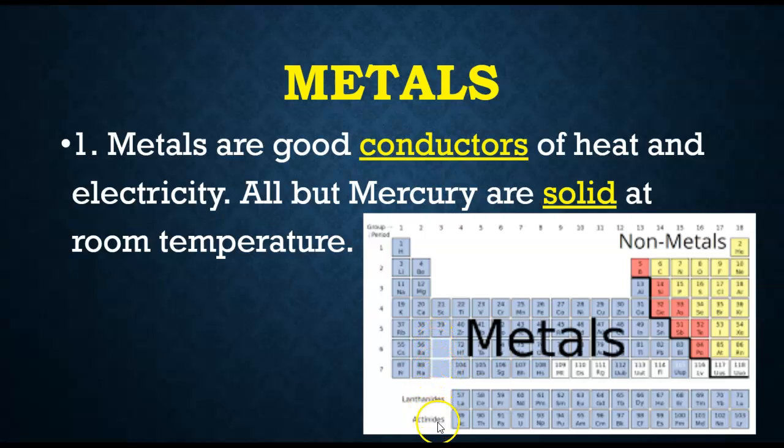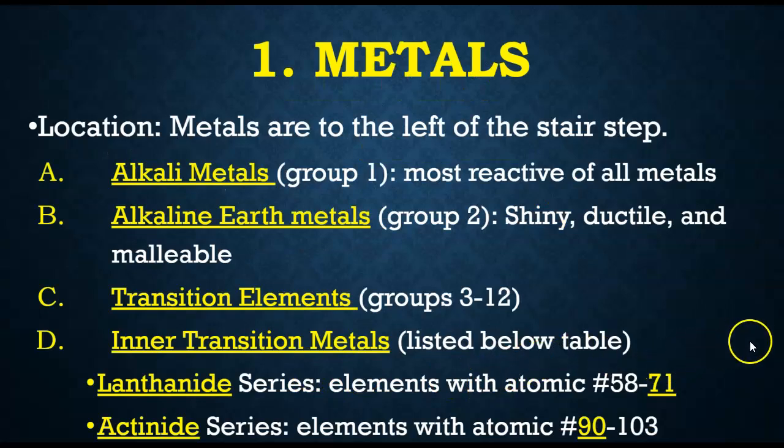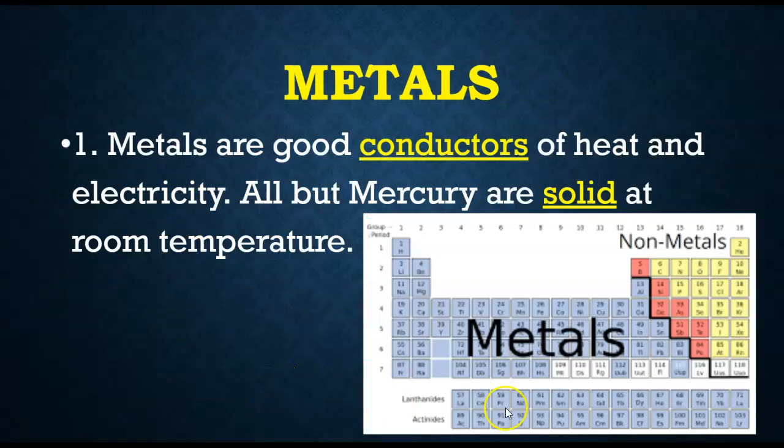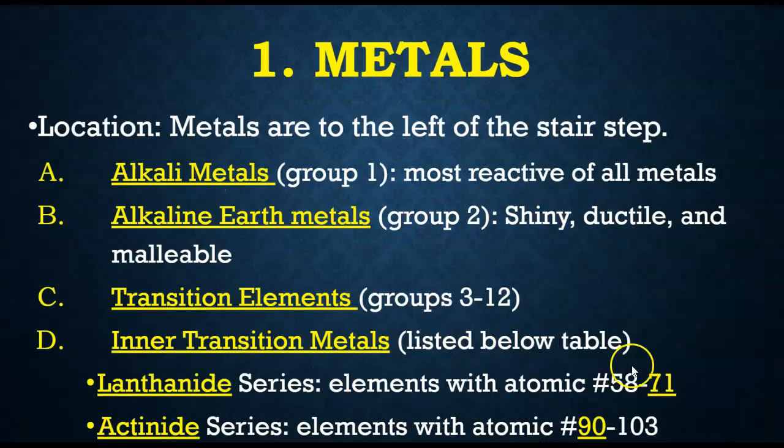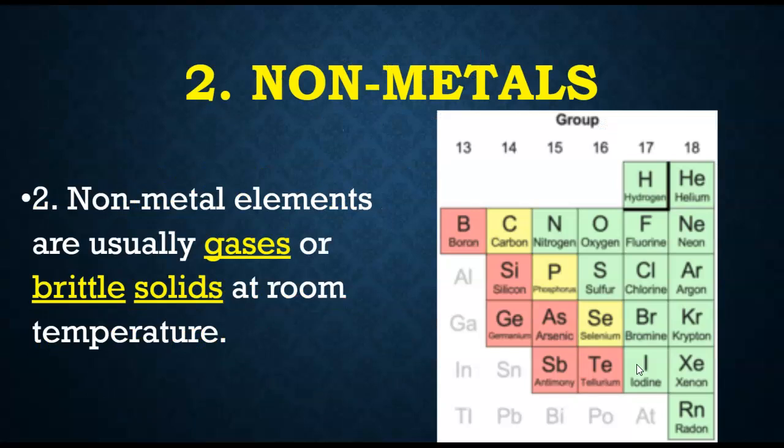You've got the lanthanide and actinide series. All of these, they technically would be in there, but they're not. So they're called the inner transitional metals. These are all man-made metals. You're going to see uranium down there in the actinide series. They're usually radioactive.